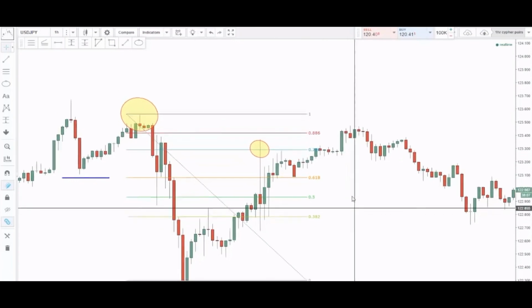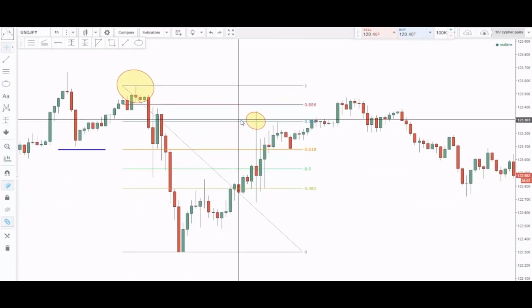I'll now be showing you a live example on the Euro Aussie 15-minute chart.